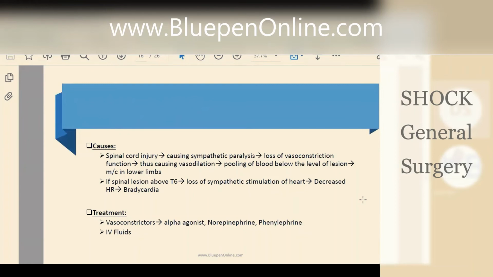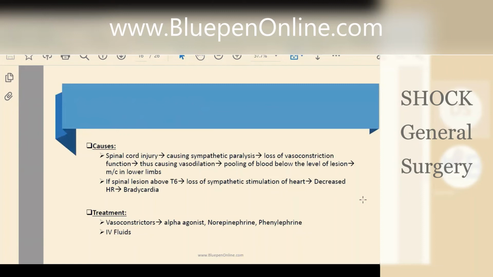What's the treatment? Here, since there is no vasoconstriction, we should give vasoconstrictors like alpha agonists, adrenaline, noradrenaline, and phenylephrine. These are the vasoconstrictors. Then you have to give IV fluid so that fluid flows back into the heart. So increase the blood volume, and this will help the heart to pump.